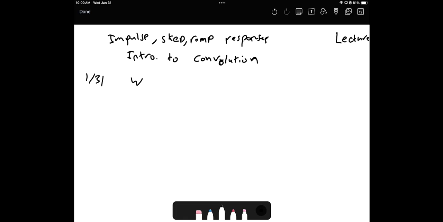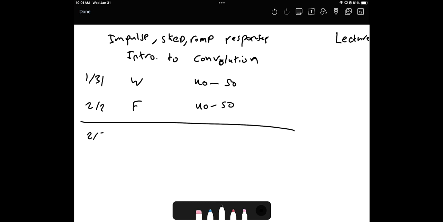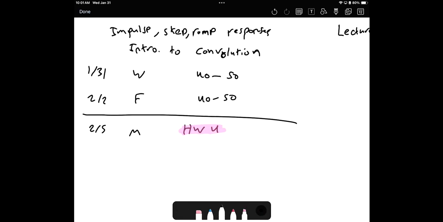Today there should be the due date for homework number 3, so you should already have submitted homework 3. The readings are on pages 40 to 50, and on Friday, the readings from pages 40 to 50 as well. Next Monday is the due date for homework number 4. And Wednesday, the 7th, is the due date for the MATLAB project, MATLAB 2.